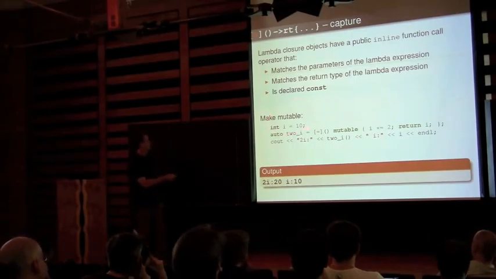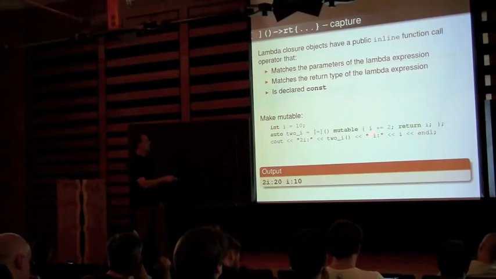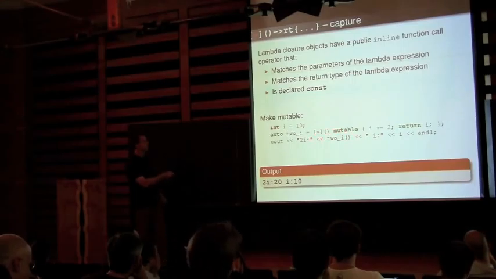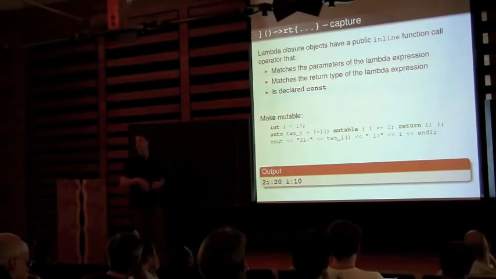So we've captured I. We're returning I. So at this point, we'll go ahead and print out 2i, which is 20. But I, of course, is still 10 because we've captured by value.